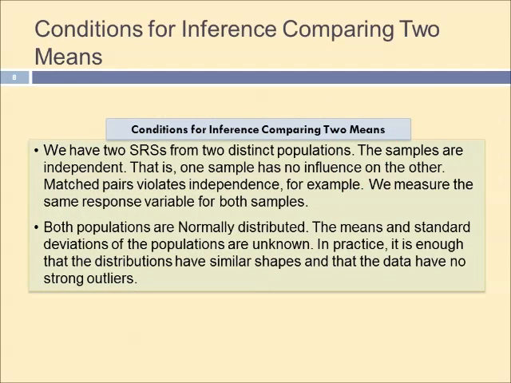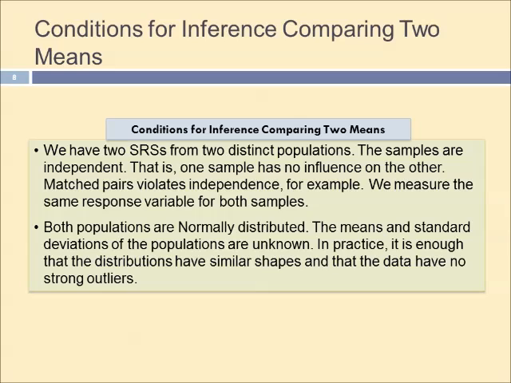So, we need to talk a little bit about the conditions for inference when we're comparing two means. We have two simple random samples from two distinct populations. The samples are independent. That is, one sample has no influence on the other. Matched pairs, for example, violates independence because we have the same subjects in both samples. And then we measure the same response variable for both samples.